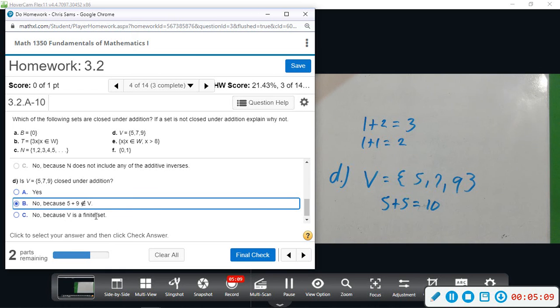No, because B is a finite set. That's not true because you saw A was finite. Finite means that it has a limited number or a countable number of elements. So being finite doesn't mean that it's closed, but because we get something that's not in the set, it's not closed.